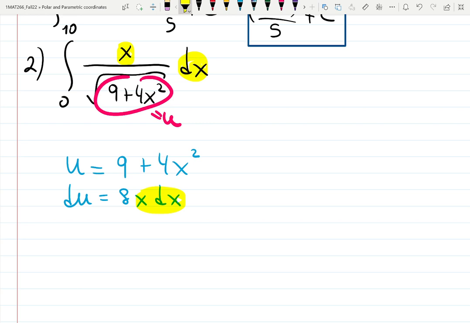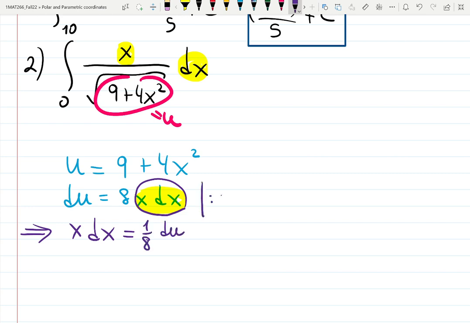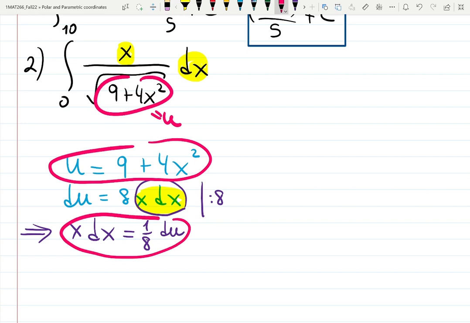I usually multiply by 8 and divide by 8. But I can see many people actually like the idea that I just need to solve for this piece. X dx from the second equation can be solved as 1/8 du, divided by 8. Now we're going to be plugging into the first equation. U is 9 plus 4x squared, which goes inside of the square root. And then x dx is the numerator.